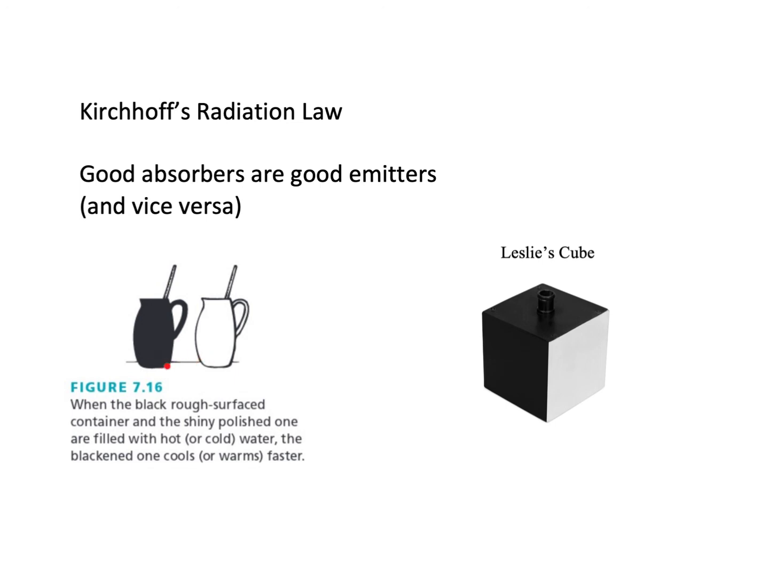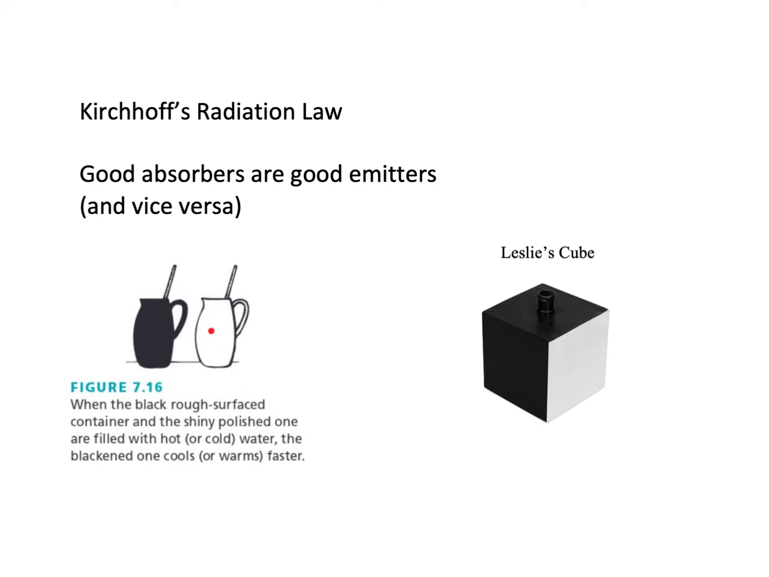Now, here we have two pitchers, and one of them is painted black, and the other one is polished and smooth, and it's silver and reflective, say. And you put water in it at the same temperature. Say you're making some tea, you boil some water, you put the hot water in each pitcher, and what you find out is that this one is going to cool off at a different rate from that one, because everything with temperature is radiating, but the black one is going to be better at radiating than the silver reflective one.